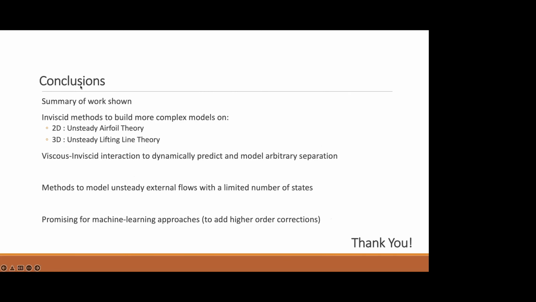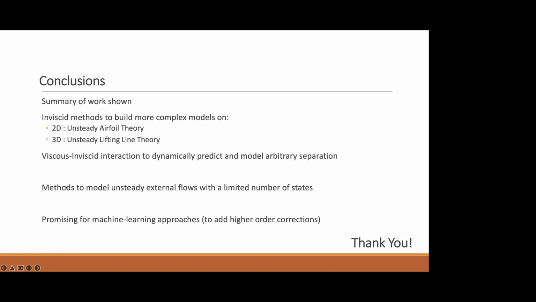So these are the conclusions. The work that I've shown here spoke about some inviscid methods that we can use to build more complex models. In 2D, we use unsteady airfoil theory as a base, and we use some numerical methods to account for effects of viscosity and so on. And similarly, in 3D, we can use unsteady lifting line theory. So we are using viscous-inviscid interaction methods to dynamically predict and model arbitrary separation.